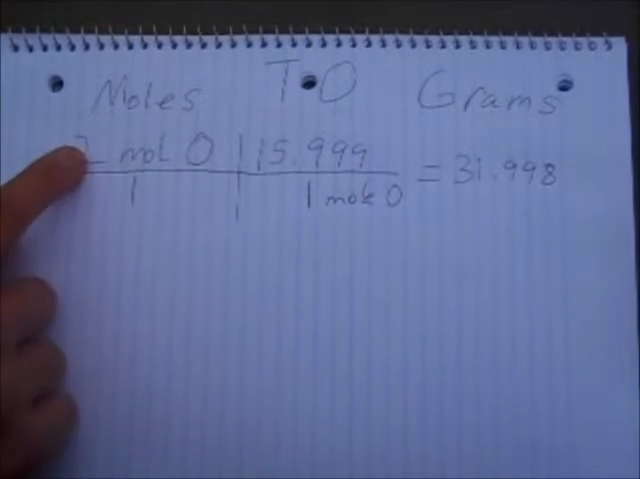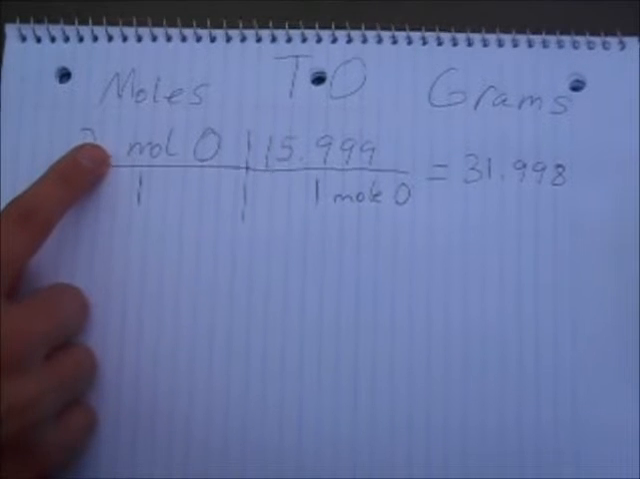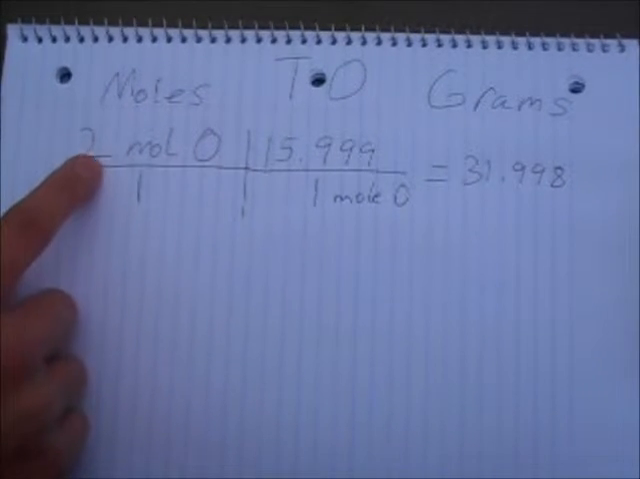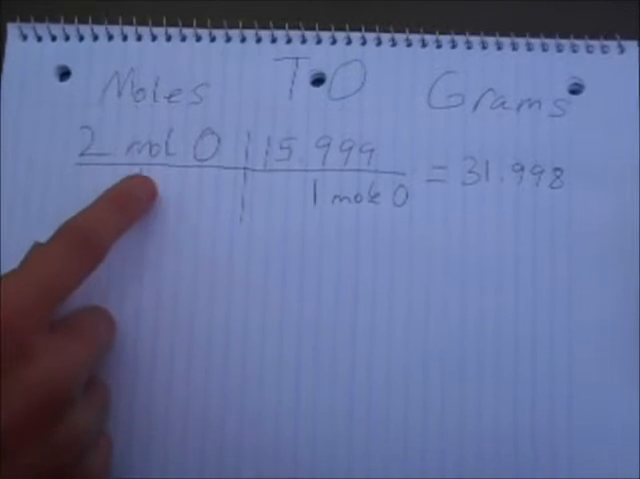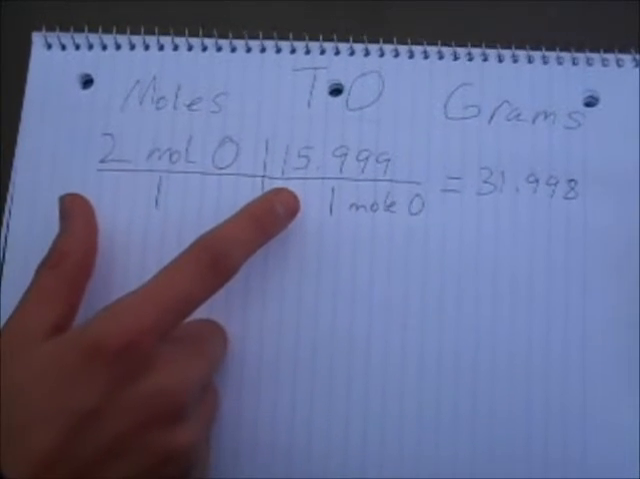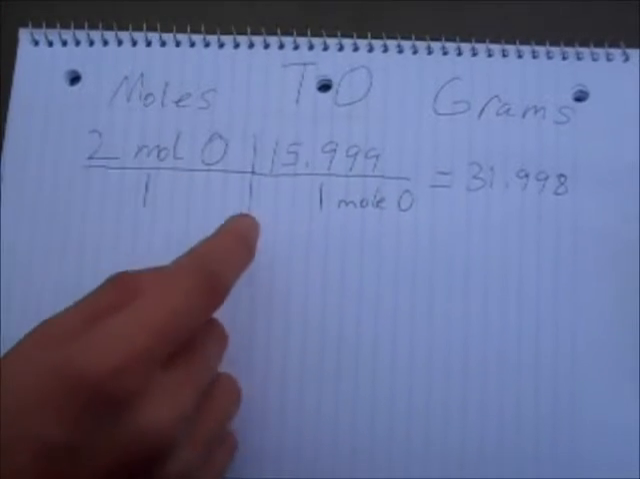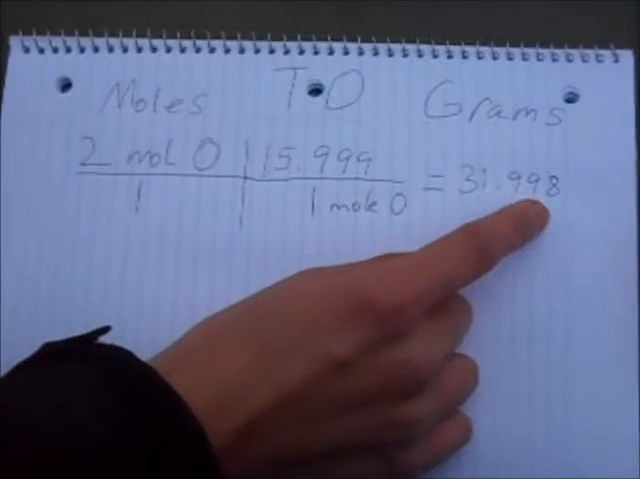We have 2 moles of oxygen, and we want to see how many grams are in it. So the molar mass of oxygen is 15.999. So we put that over 1 mole of oxygen, and we multiply. And that gives us 31.998 grams of oxygen.